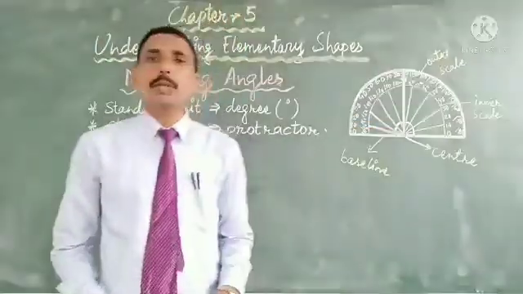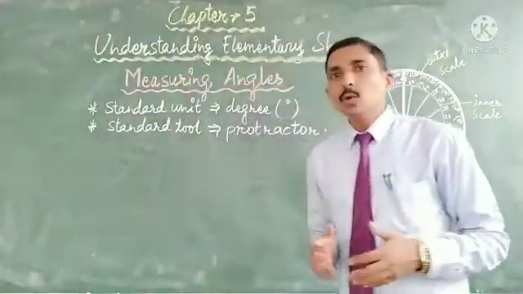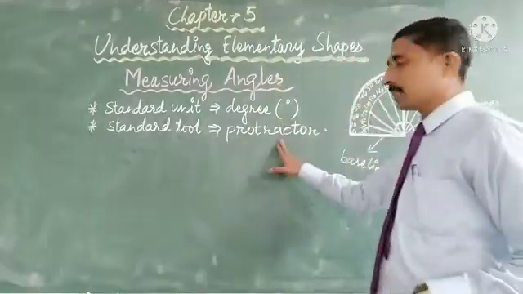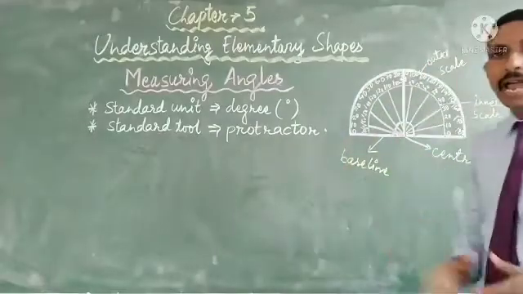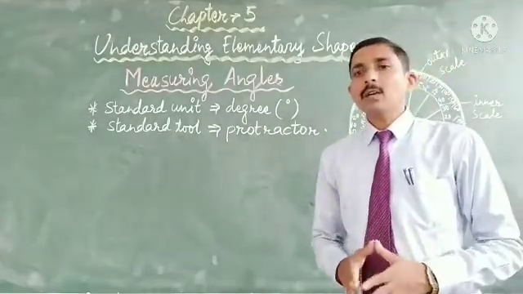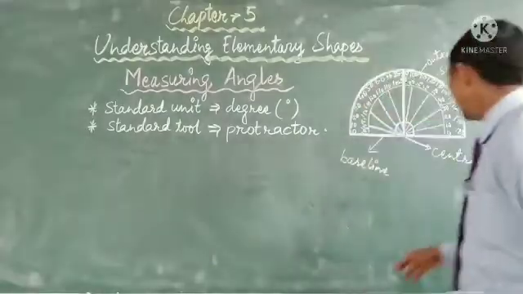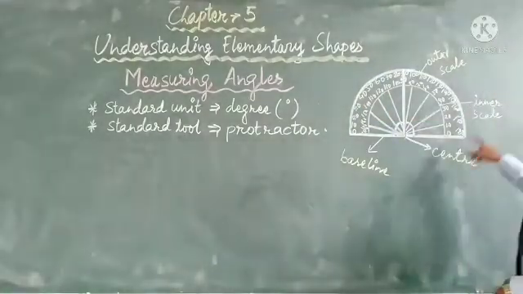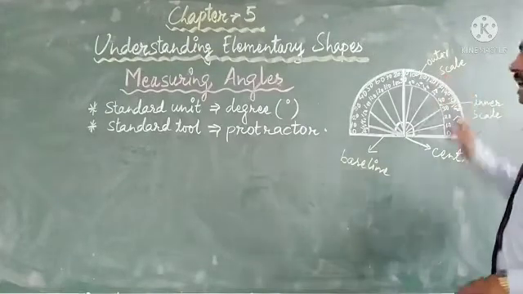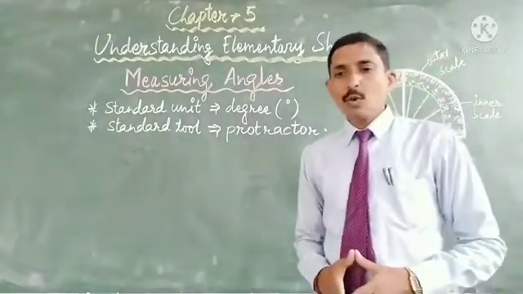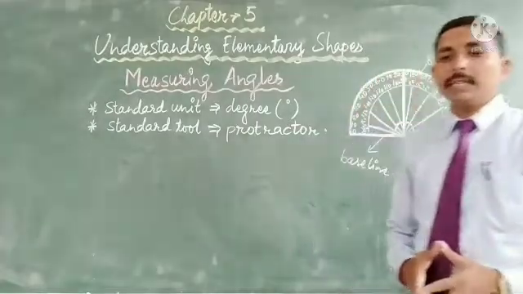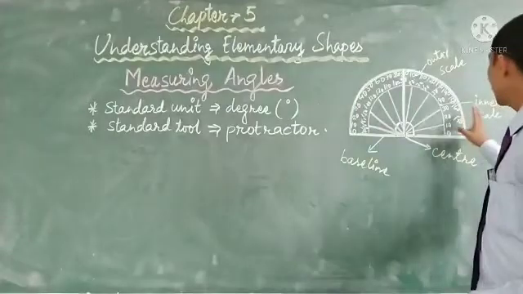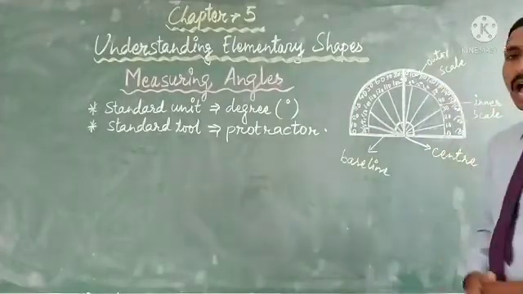The standard tool for measuring angles is called protractor, and the protractor has four parts. The first one is center, then its baseline, and inner scale and outer scale. So you see, generally a protractor has two scales. First one is inner scale, second one is outer scale.